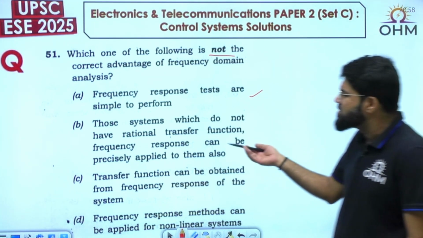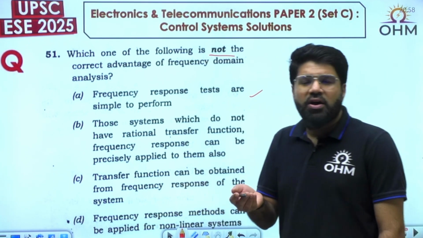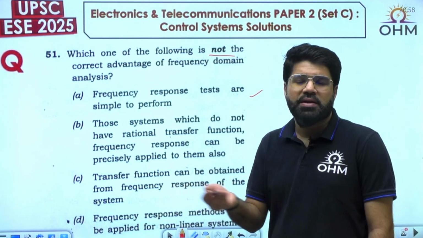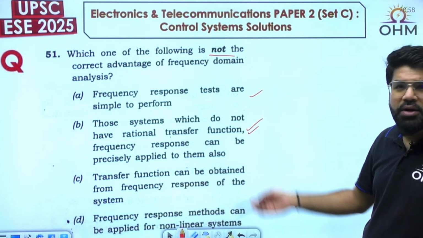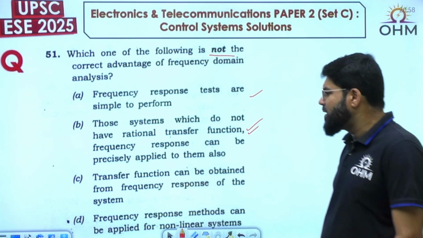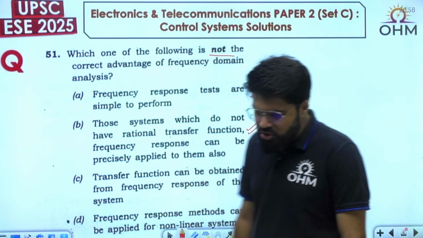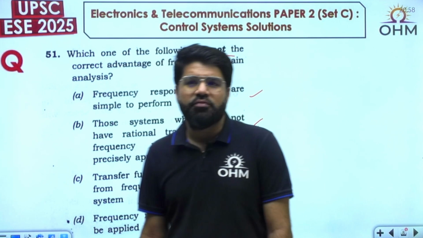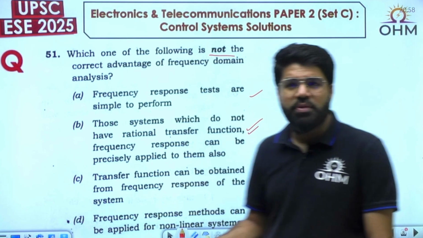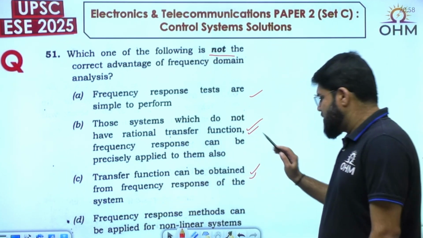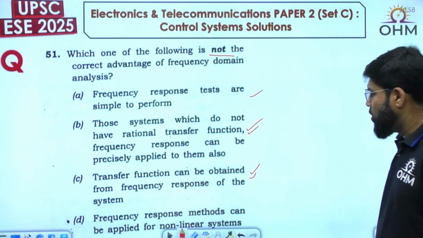Yes, because even if there is some irrational function, we can split it up. You can represent any frequency spectrum by two parts, magnitude spectrum and phase spectrum. So whether it is a rational or irrational function, we can calculate the magnitude and phase spectrum for that part as well. Transfer function can be obtained from the frequency response of the system. Say one of the important frequency response parameters, the Bode plot. Can you obtain the transfer function from the Bode plots? Yes. Frequency response methods can be applied for non-linear systems.